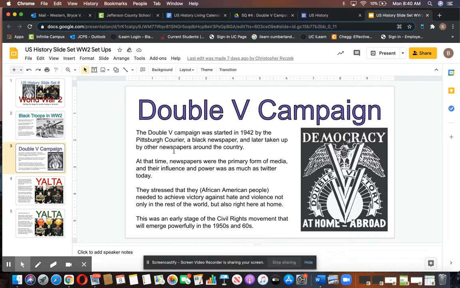Okay, so with this Double V campaign, it was started in 1942 by the Pittsburgh Courier Journal, which is a black newspaper, and later taken up by other newspapers around the country. Okay, and at that time, newspapers were the primary form of media, and their influence and power was kind of as much as Twitter today. So if you think of just scrolling through Twitter, that's where you get all your news and stuff. That's kind of how this newspaper was during this time. So when they had the Double V campaign on these newspapers, everybody knew about it.